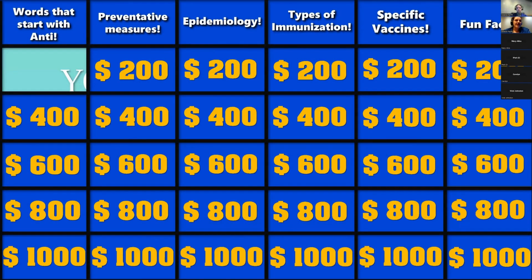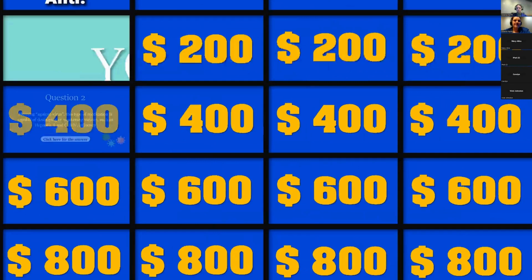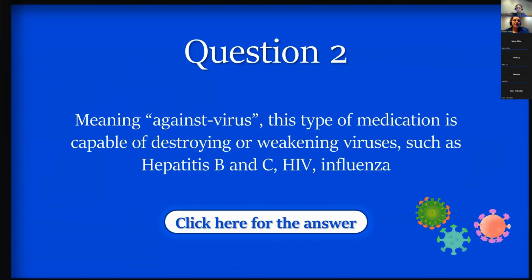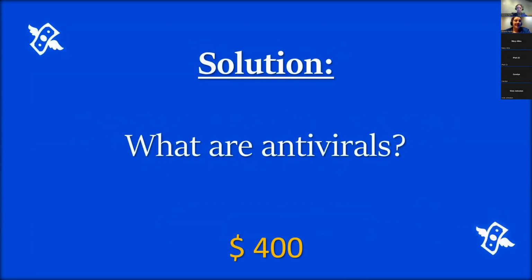The second question in the words that start with anti category is the $400 question. So this meaning against virus. This type of medication is capable of destroying or weakening viruses, such as hepatitis B, hepatitis C, HIV, and influenza. If you said, what are antivirals? Good job. You can give yourself $400 for that question.